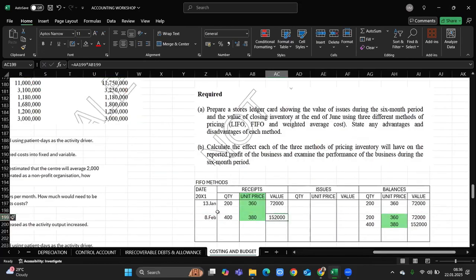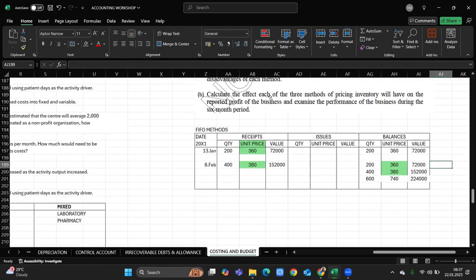So to make it even more clear, you can have a gap. Because this is January, this is February. There is differences. So when I come to my February, I have to bring down my balances. So now when I add, it is 600 unit price and everything. This is my calculation.